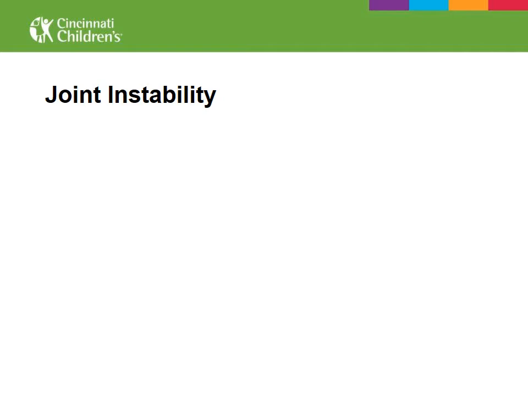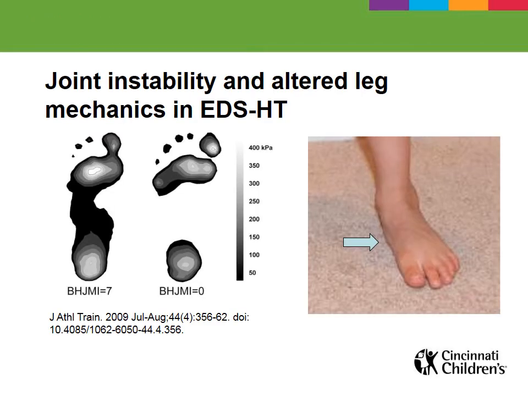The easiest place to start in deciphering this condition is with the problem of joint instability. Joint instability often occurs quite young, and where we can see it initially is in the mechanics of the leg. That's actually the most easily demonstrated problem to a patient. And what we see in the panel to the left is that there is a pressure plate distribution of weight on a foot.